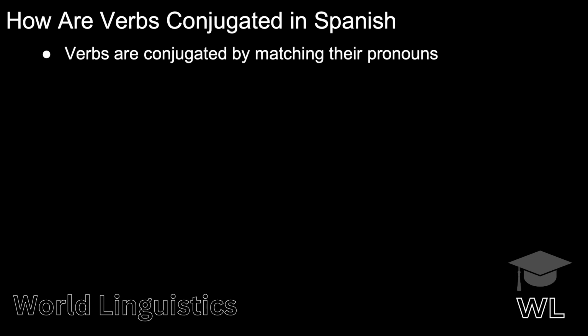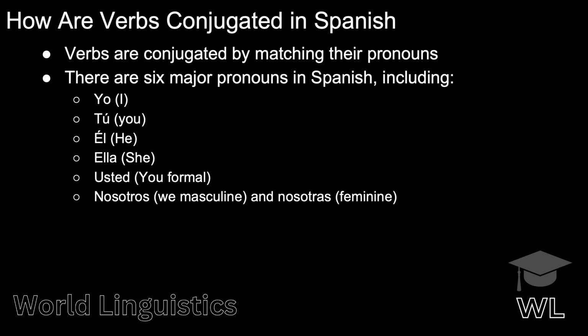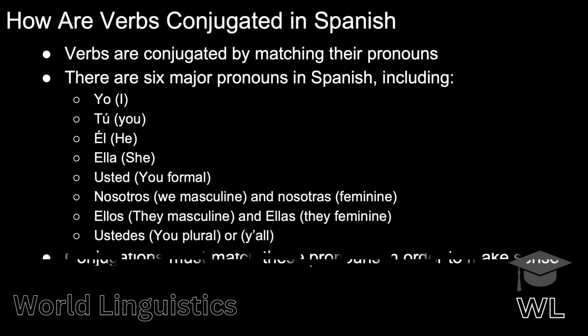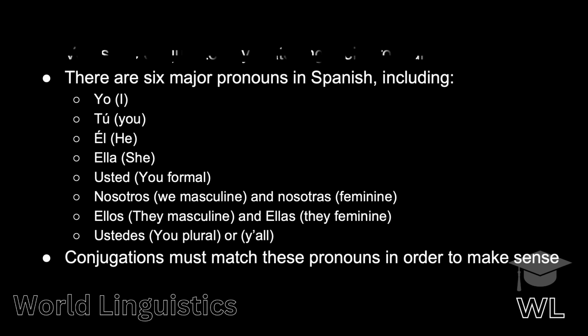How are verbs conjugated in Spanish? Verbs are conjugated by matching their pronouns. There are 6 major pronouns in Spanish, including yo, tú, él, ella, usted, nosotros and nosotras, ellos and ellas, and ustedes. Conjugations must match the pronouns in order to make sense.